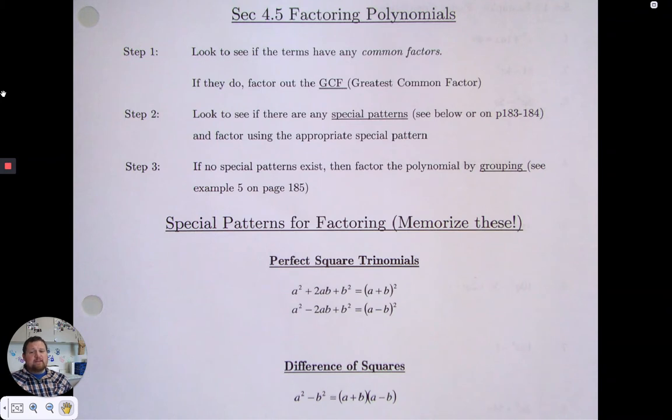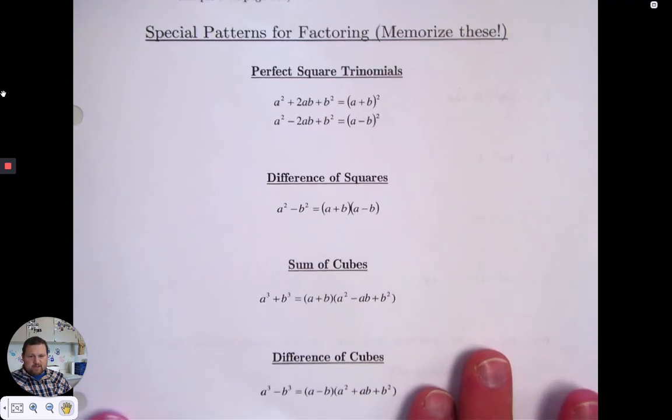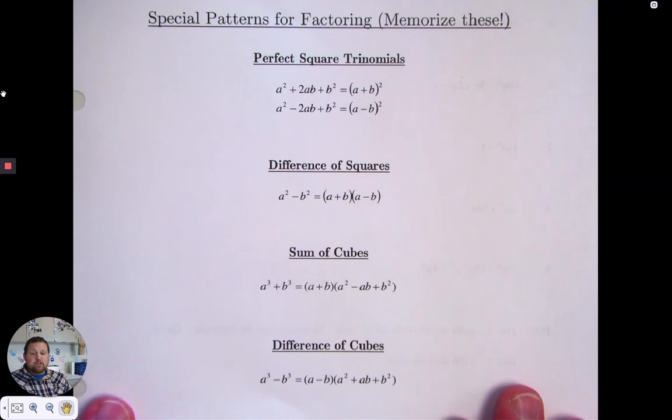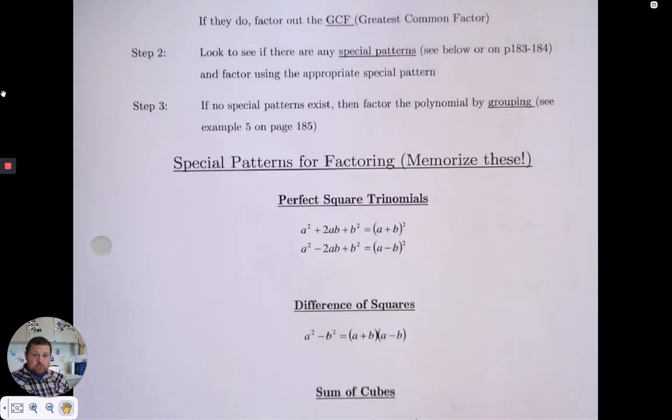Today we're going to focus on some of the special patterns for factoring. We are also going to look at some factoring by grouping, but the focus for the majority of it is going to be on those special patterns, which you really should memorize. They are listed below here on the page: factoring perfect square trinomials, the difference of squares, sums of cubes, and the difference of cubes. Yes, as it says, you need to memorize these if you haven't already. If you need to, you can pause this so you can write those down. Those are super important.